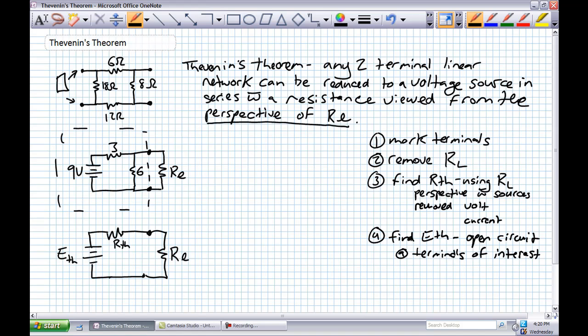And here's our basic 1, 2, 3, 4 steps. Number one, we've got to mark our terminals. For our particular example right here, terminals have already been marked, A and B. Because what we're going to do is remove RL.